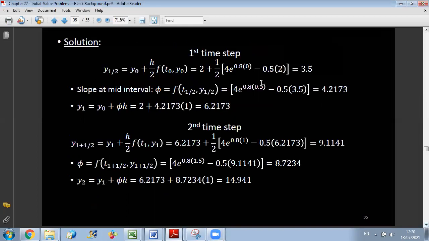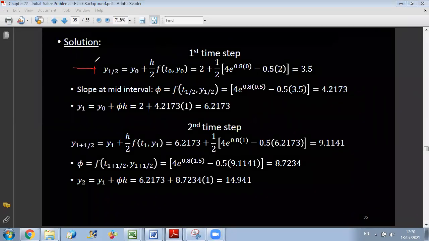So here, the first time step, all I have to do is to apply the method. First, to find y half, I say it's y0 plus h over 2 f(t0, y0). And my function f is from the differential equation, which is 4 exponential 0.8t minus 0.5y. All I have to do is to replace t by t0 and to replace y by y0. I get the value of y half.